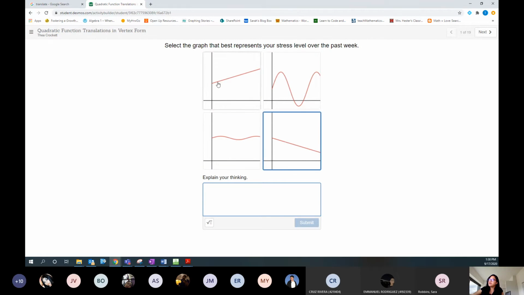So think of your stress level. Is it going up? Is it going up and down, up and down, up and down? Is it just no stress at all? Or is your stress going down? And then explain your thinking here. So it's just checking in.